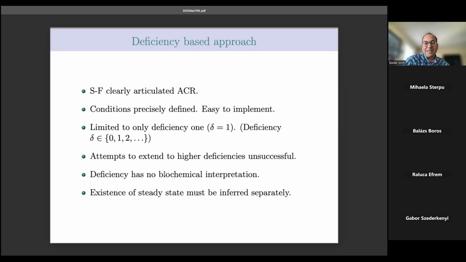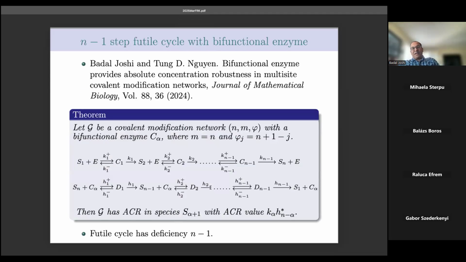Okay. And one more thing I would say is that the existence of a steady state, to be able to apply the Shinar-Feinberg conditions, must be inferred separately, right? So you need other considerations to establish existence of a steady state. All right, so a couple of years ago, Tung and I decided to look at a certain class of networks called covariant modification networks and just establish which of these networks have ACR, to try to find conditions that are sufficient for ACR.